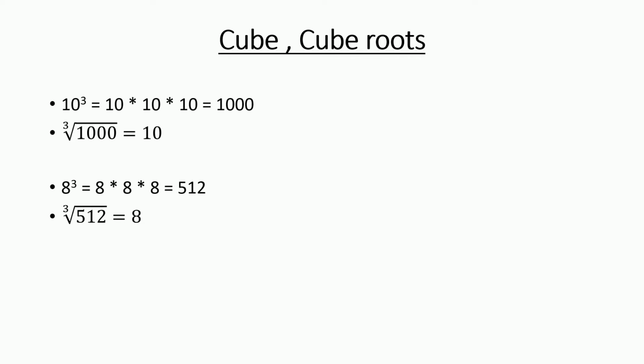So 8 cube is 8 into 8 into 8, that is 512, and cube root of 512 is 8. So this cube root and cube, they are inverse operations. Okay, 10 cube gives 1000 and cube root of 1000 gives 10, correct? Inverse operations means one operation undoes, it reverses the effect produced by the other operation.